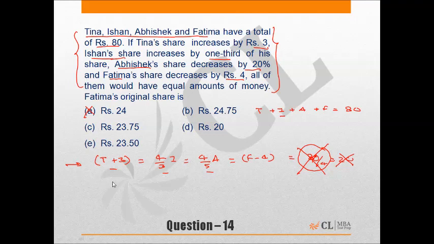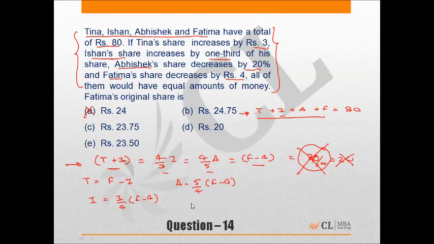Now obviously you should substitute all of them in terms of Fatima in the original equation. Okay. So we can say Tina will be equal to t plus 3 equal to f minus 4. This means Tina will be equal to Fatima minus 7. Similarly, Ishan will be equal to 3 by 4 of Fatima minus 4. Then we have Abhishek would be equal to 5 by 4 of Fatima minus 4. Okay. Substitute all these in the original equation.